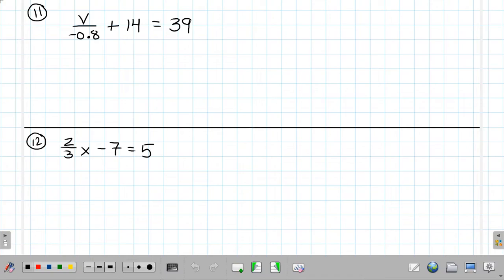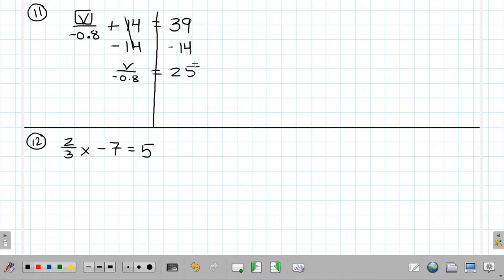All right, and then number 11 should be a little bit easier, although we do still have a negative. But once again, focus on what the variable is here, which is v. We're doing v, so we're going to divide by negative 0.8 first. Then we're going to add 14. So that means in order we need to subtract 14. Once again, we can draw our line. So we get v over negative 0.8 is equal to, in this case, 39 minus 14, which is 25.